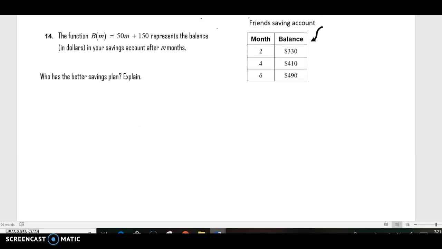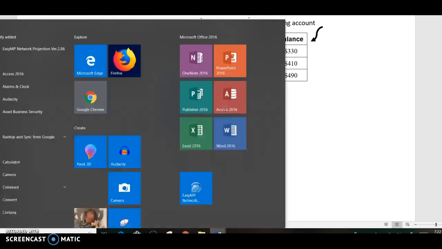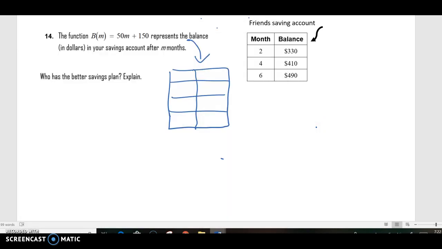Okay, we're going to look at this application problem. It's pretty important. So it says you have this function over here, b of m equals 50m plus 150. And then you have this information about your friend's savings account, and they want to know who has the better savings plan. So probably the way I would do this is just go ahead and make a table of values for me so that I can look at this and compare it to my friend's. So I'm going to do 2, 4, 6 as well for my month.